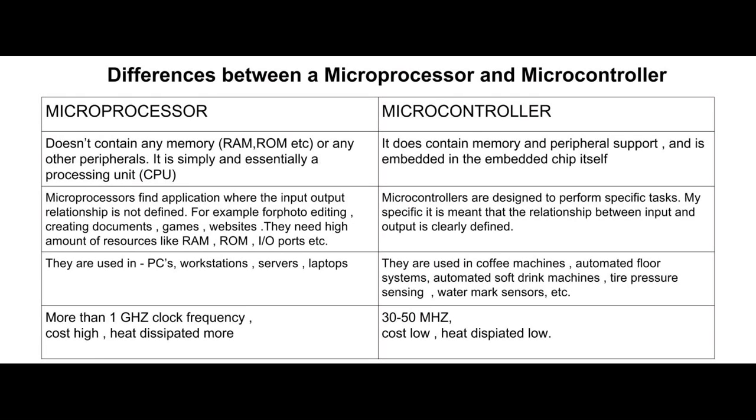Cost is high and heat dissipated is more. On the other hand, a microcontroller works well in the range of 30 to 50 megahertz clock frequency. Cost is low and the heat dissipated is extremely low.